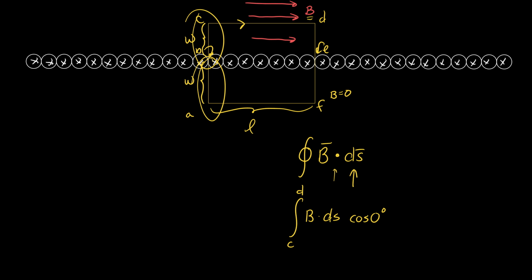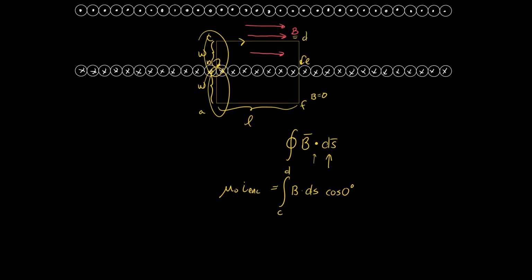Now, this has to equal mu naught times I enclosed. I know that my rectangle actually encloses an exact number of loops. I'm not going to count them. I'm going to say that there are n loops of current. But I want to be able to apply this to any solenoid. So I'm just going to say the number of loops is n. We all okay with that?